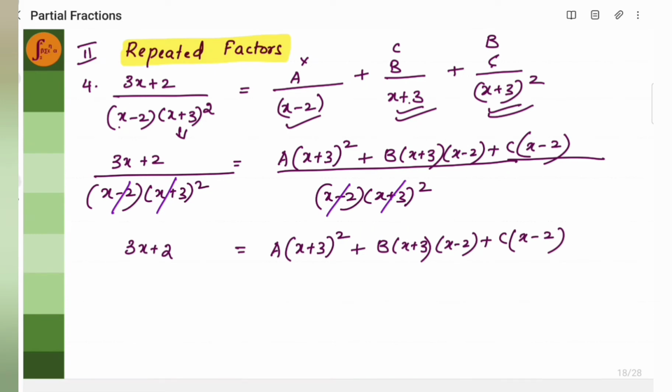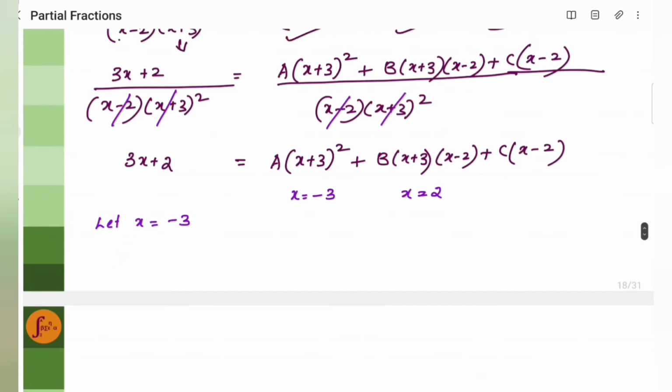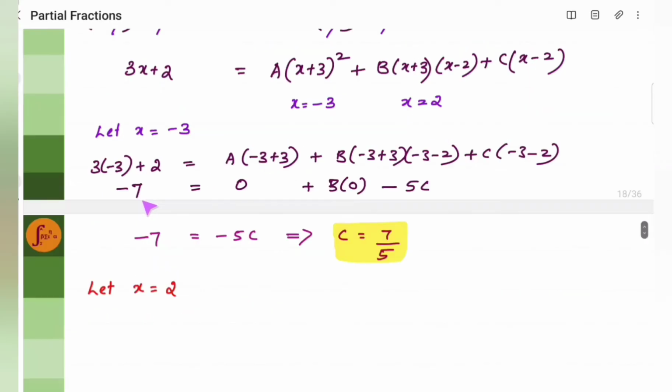Now we'll have to take the values. Here it's plus 3, so we'll take x equal to minus 3. Then x is equal to plus 2, because it's minus 2, we'll take it plus 2. Here it's the same thing, so let's leave it. Let's take x is equal to minus 3 and substitute. On substituting x is equal to minus 3, this becomes 0, this also becomes 0, and this will become minus 5C. So we get minus 7 here. On simplification, we get C is equal to 7 by 5.